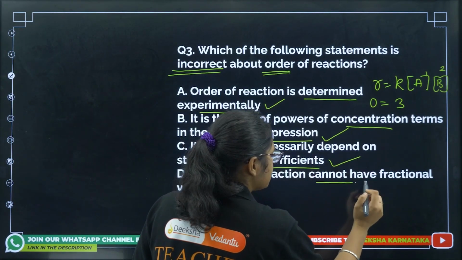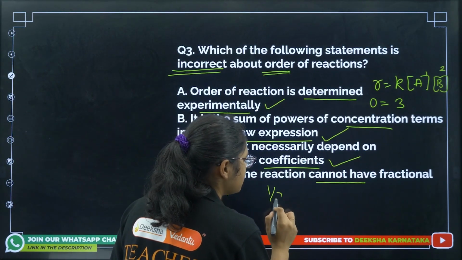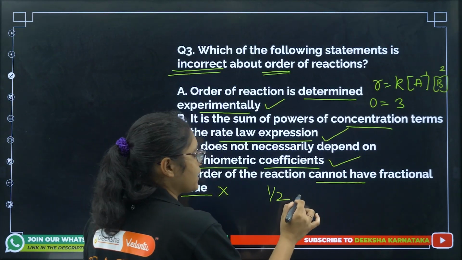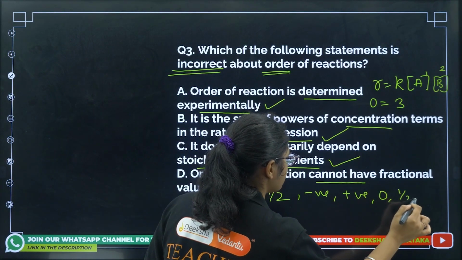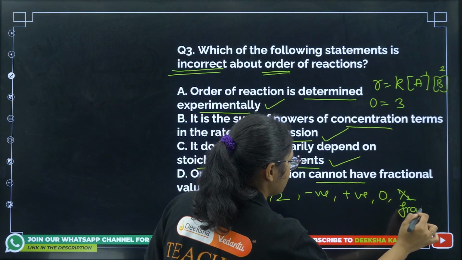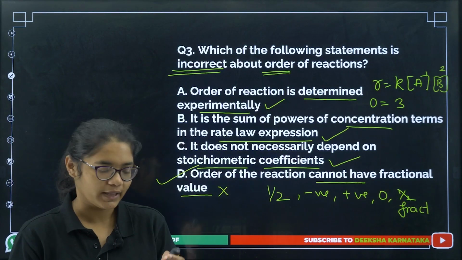Next, order of the reaction cannot have fractional value. This statement is wrong because the order of the reaction can be half also, can be any value, can be negative, positive, 0 or half or fractional. The correct answer for this question will be option number D.